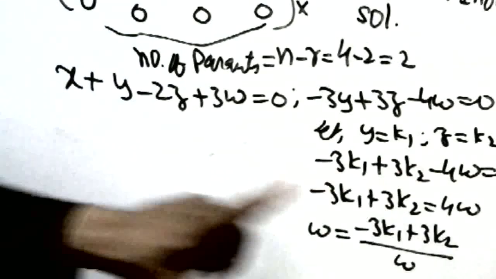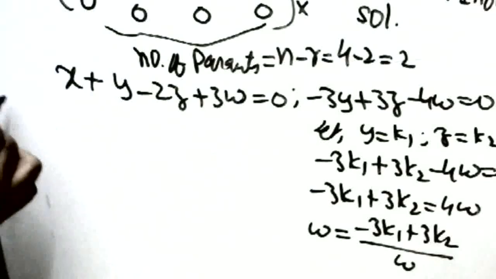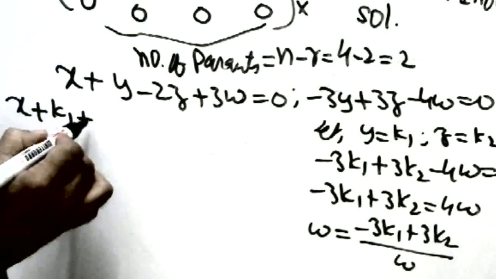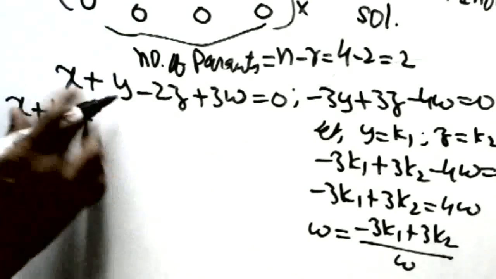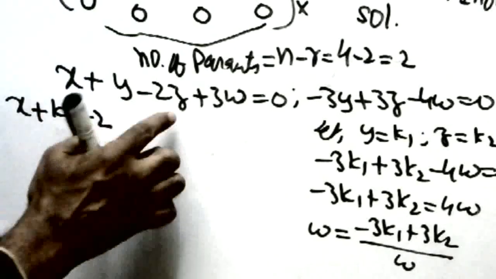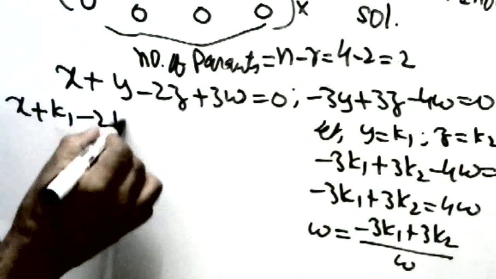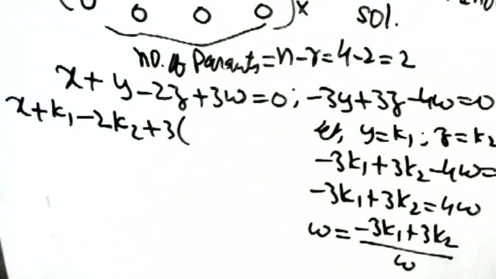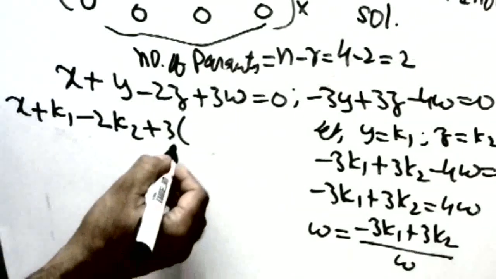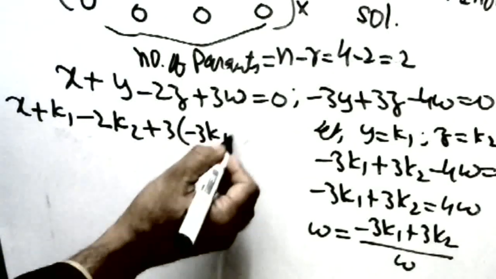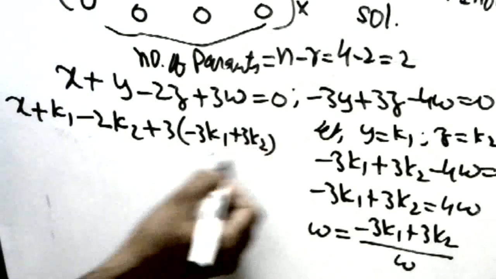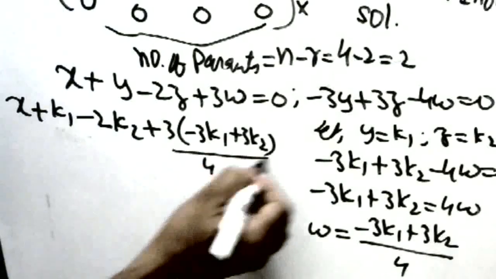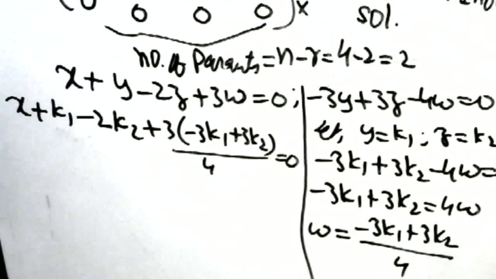Now we got the value of w. We supposed these 2 as k1, k2. Now let me substitute here, we'll get the value of x. See here, x plus y, which is k1, minus 2 into z, we have supposed z as k2, plus 3 into w. For w we have minus 3k1 plus 3k2 by 4, equals to 0.